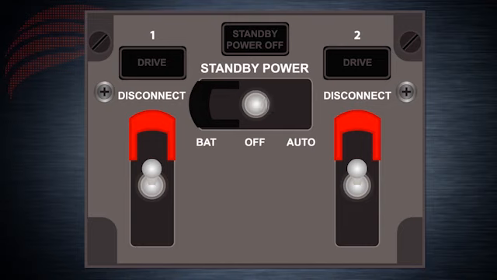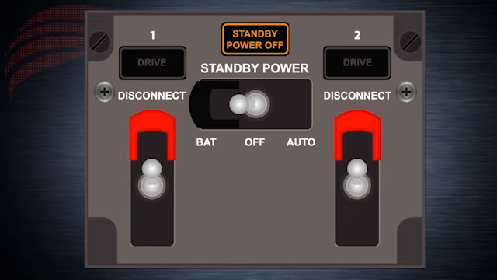Off. The AC standby bus, DC standby bus, and static inverters are no longer powered, and a standby power off light illuminates above the switch. Battery, or BAT. AC standby bus is powered by the static inverter, and the DC standby bus is powered directly by the battery. The BAT position can be regarded as a manual control when compared to the auto position.